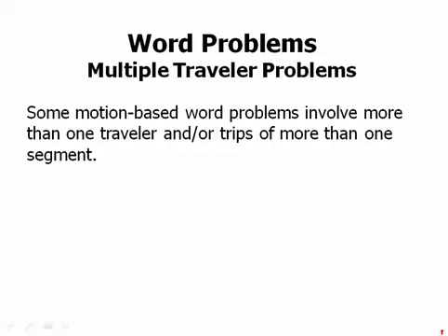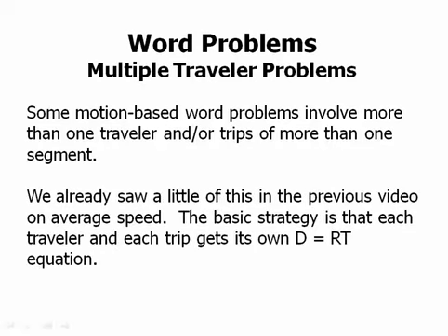Multiple traveler problems. Some motion-based word problems involve more than one traveler and/or trips of more than one segment. We already saw a little of this in the previous video on average speed. The basic strategy in a multiple traveler problem is that each traveler and each leg of the trip gets its own D equals RT equation. That's the big idea right there.